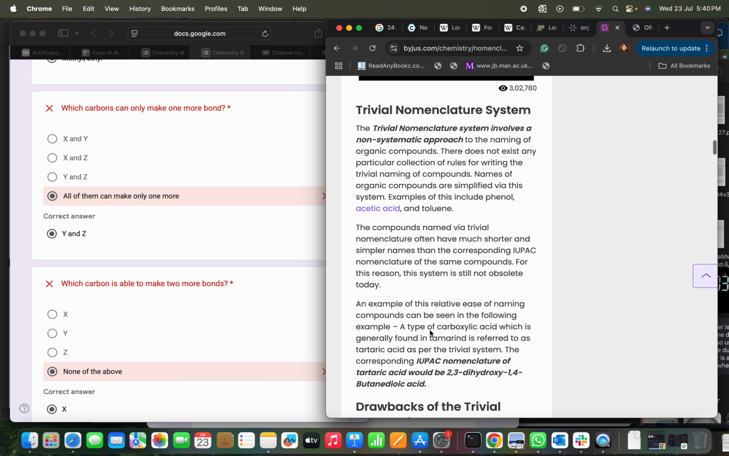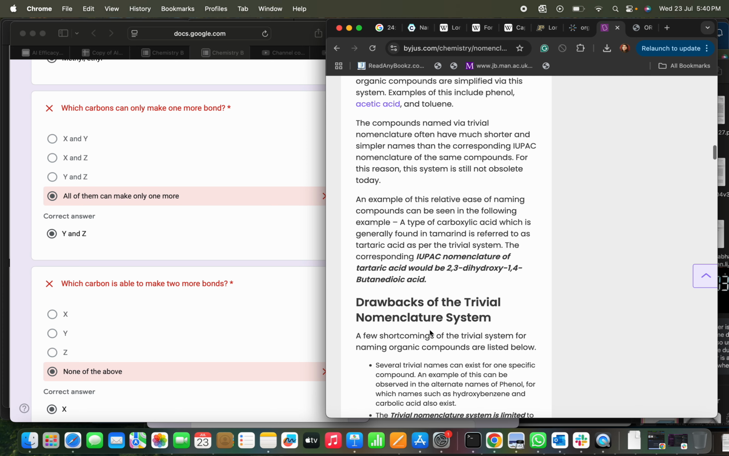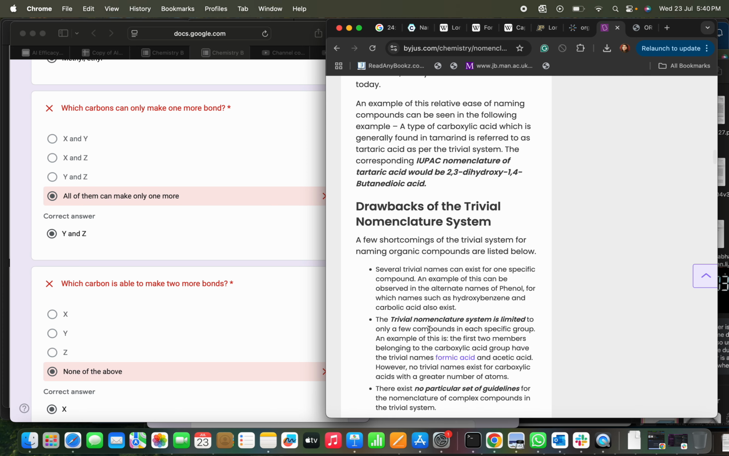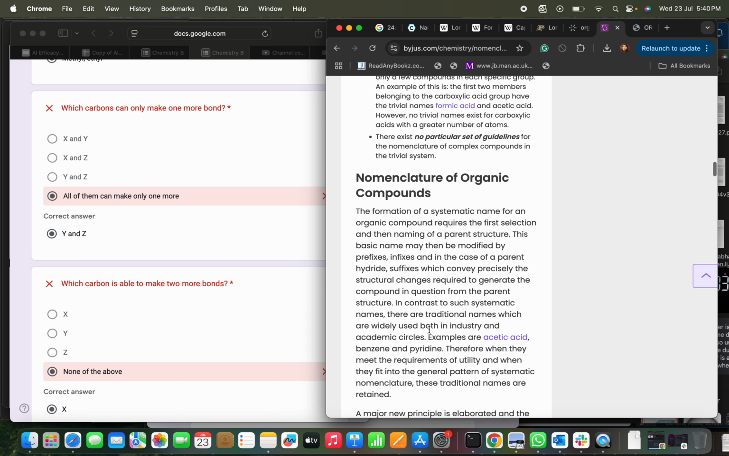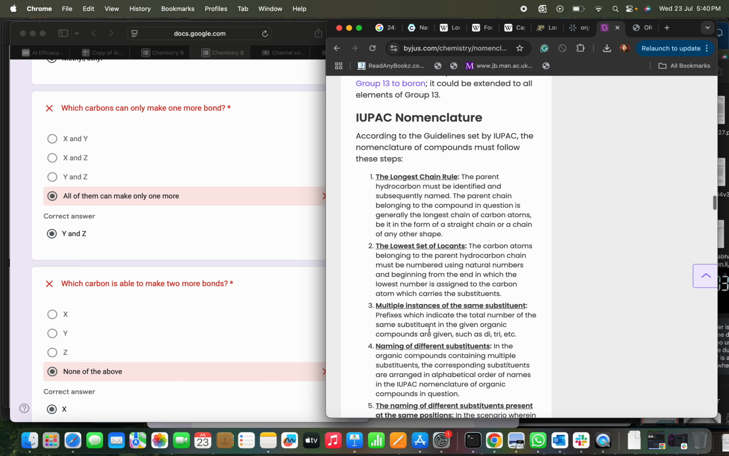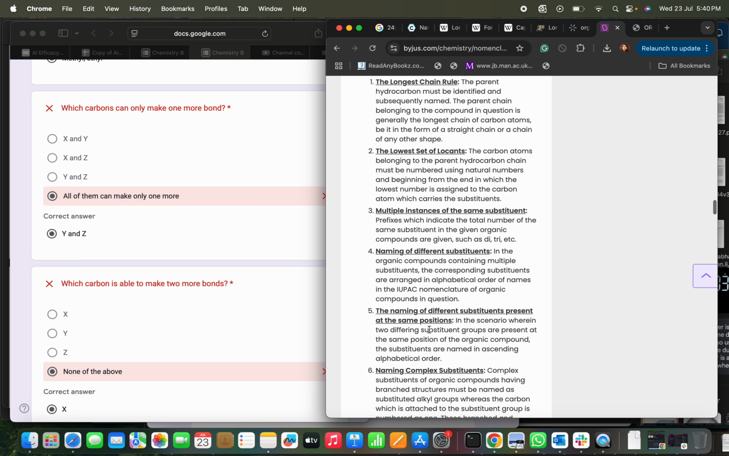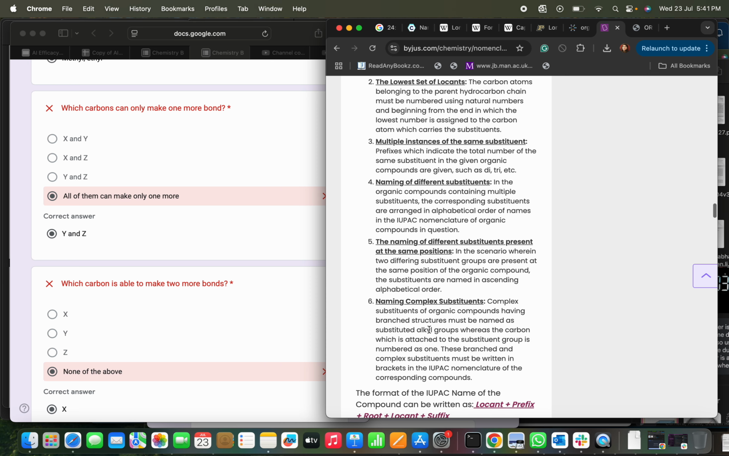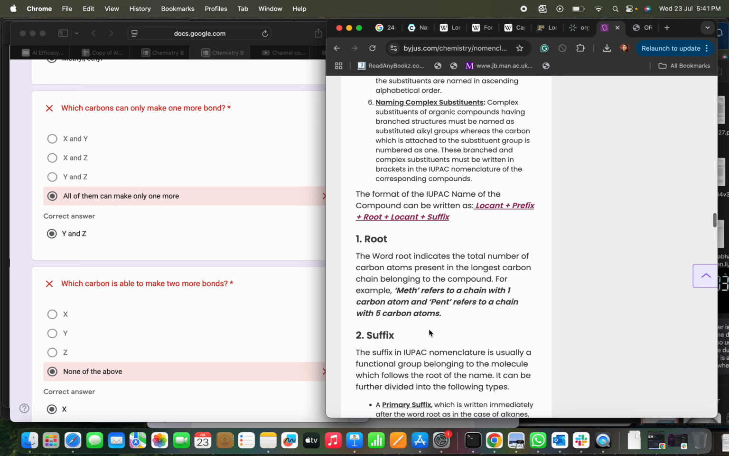It includes names of the organic compounds such as the systematic names, and several trivial names. There are a few principles. Scope of the normal IUPAC. The long chain rule. Lowest set of locants. Multiple instances. Root. The word root is the number of carbon atoms present in the longest chain.